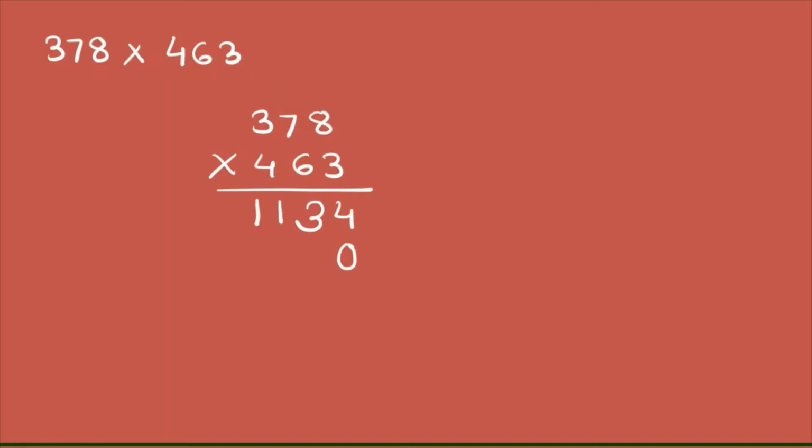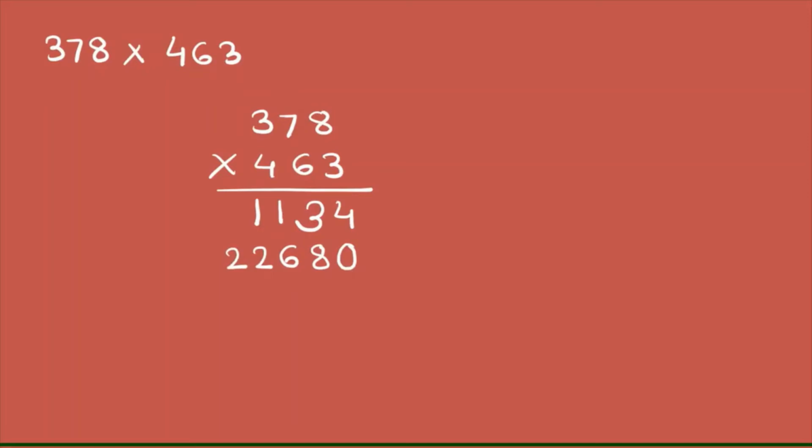Now we will start with 6 times 8, which is 48. So I write here 8 and carry 4 here. Now 6 times 7 is 42, and 42 plus this 4 equals 46. So I put 6 here and carry 4 here. Now 6 times 3 is 18, and 18 plus 4 is 22. So I write here 22.